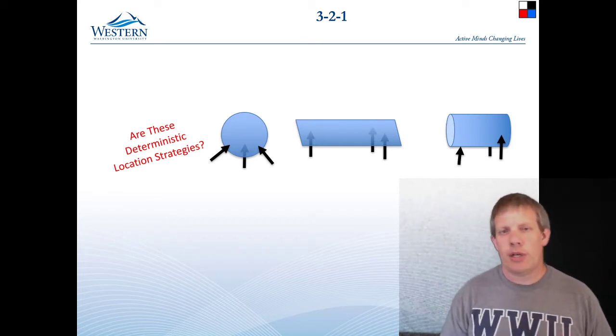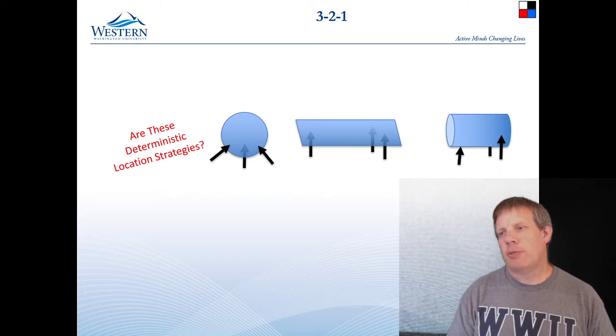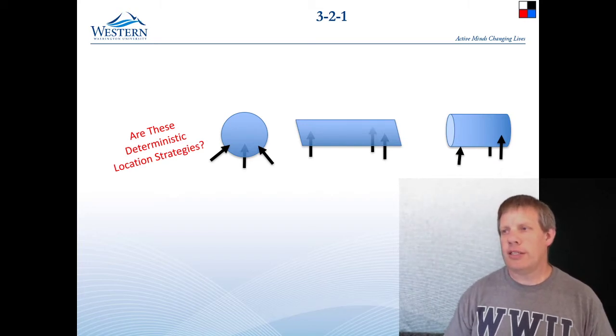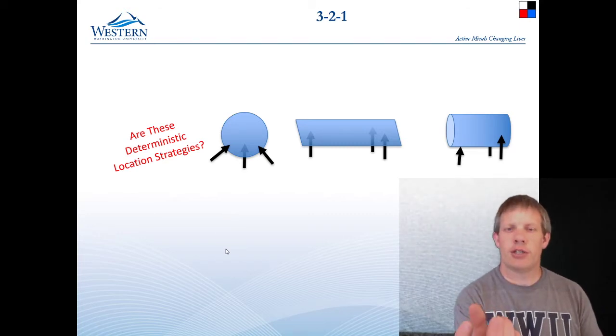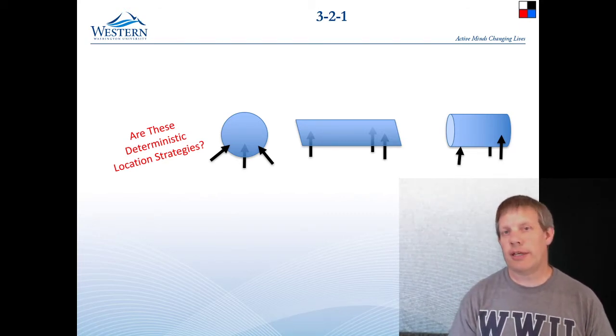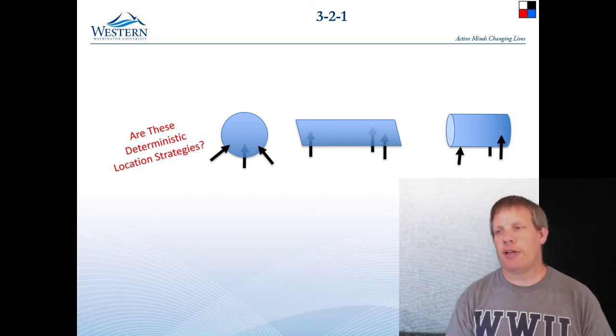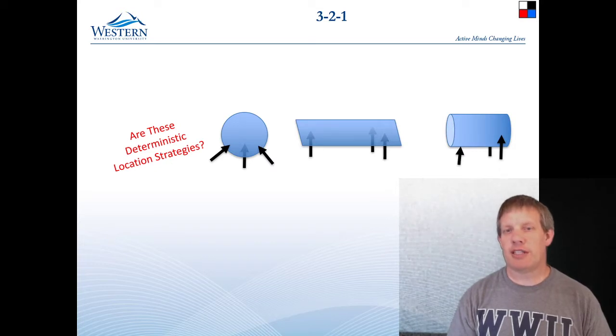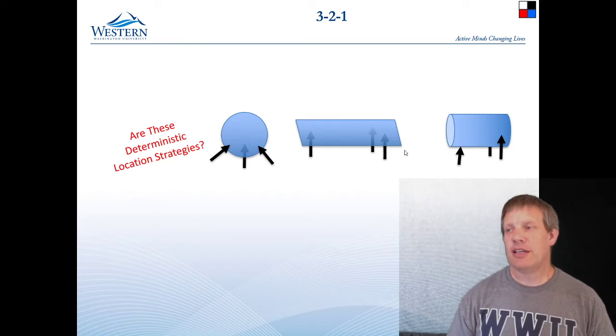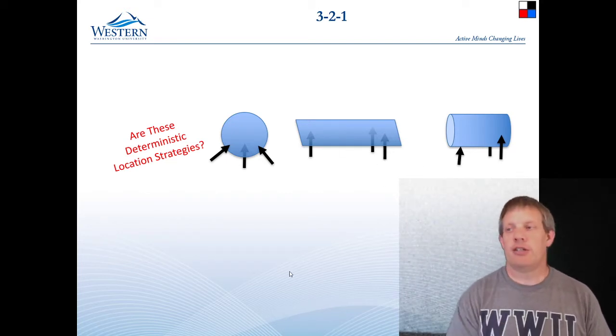As we look at these, we're going to talk about these a little bit more in class, but I want you to think about, are these deterministic? If I touch the sphere in 3 locations, do I know where the sphere is? Yeah. A sphere can be defined by 3 points. And in fact, we could figure out how many degrees of freedom that removes, and we'll talk about that in class. A plane with 3 points underneath it.